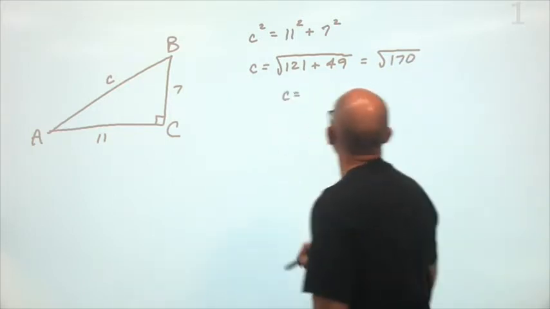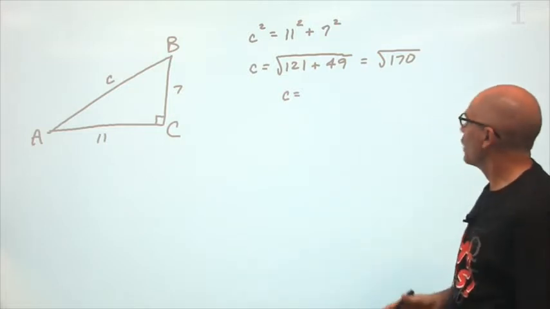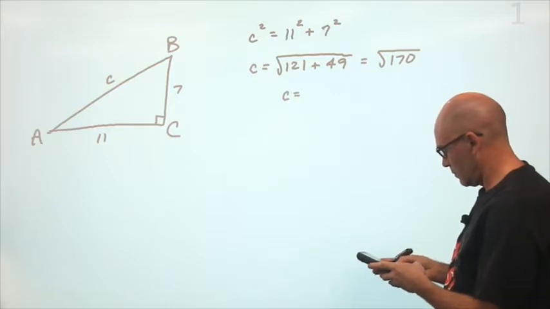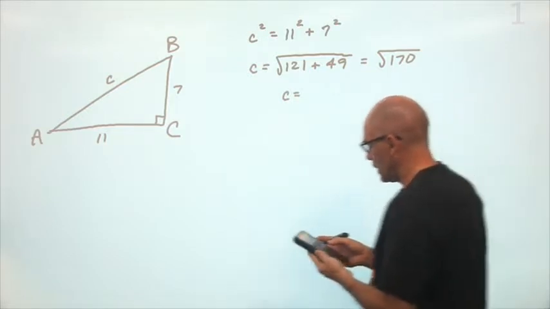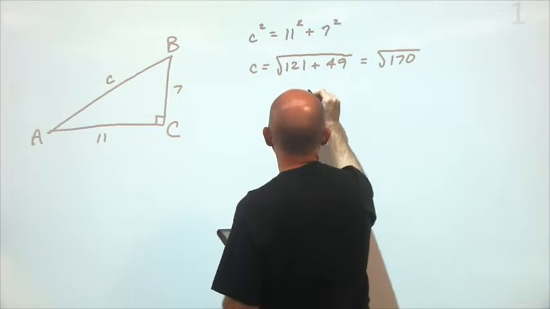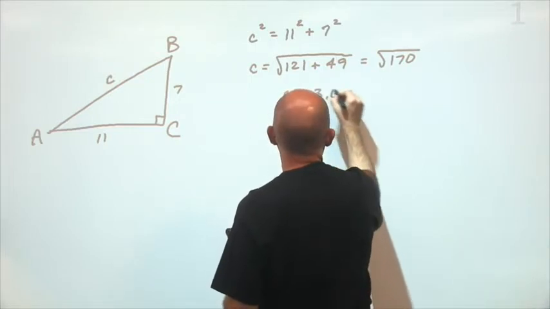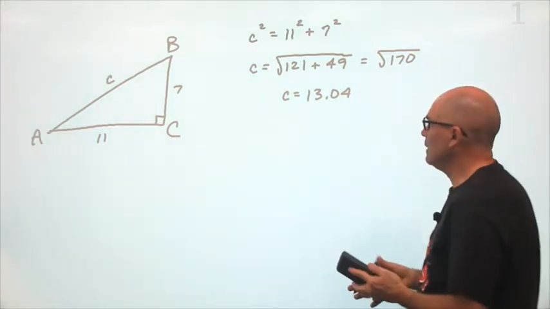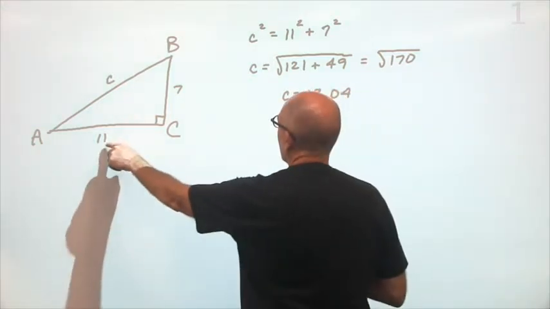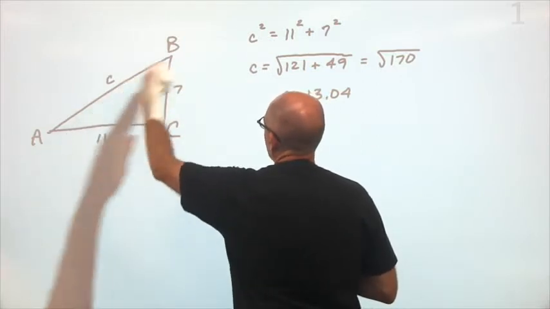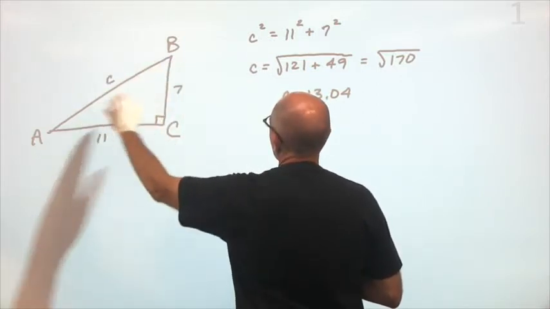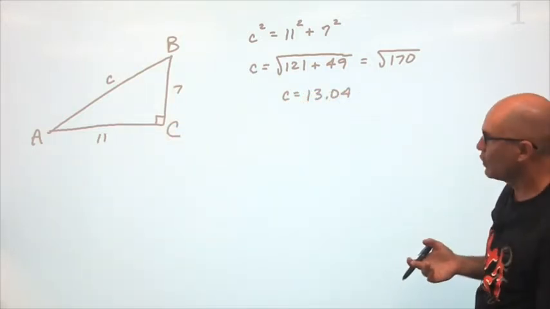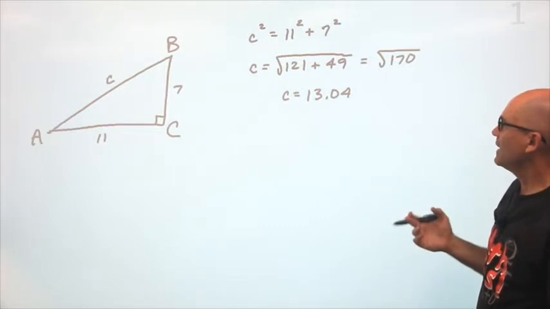So that's another calculator issue. We want an approximation for the square root of 170, and that's 13.038, so 13.04. Now we look at this again. If this is 11, it makes sense that this would be 13 and this would be 7. So the proportions make sense intuitively. Now we need the angles.